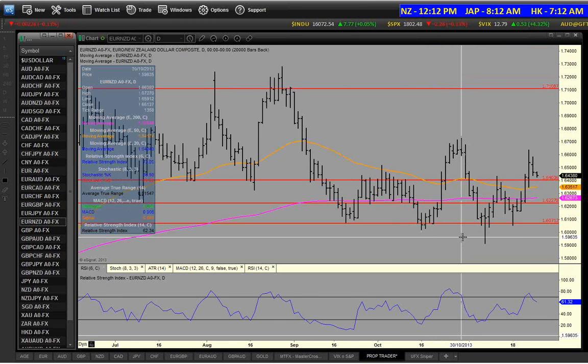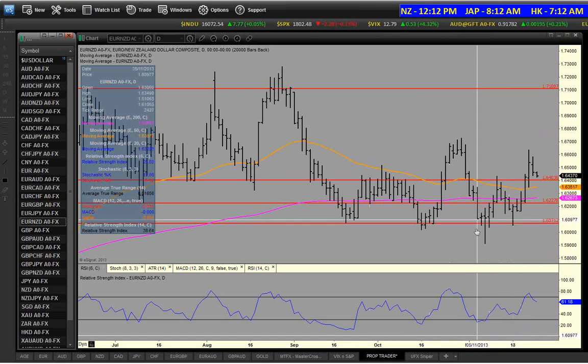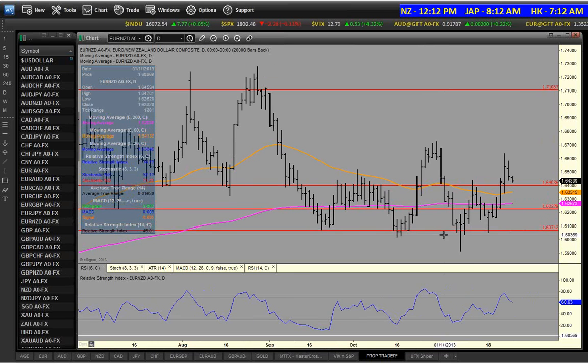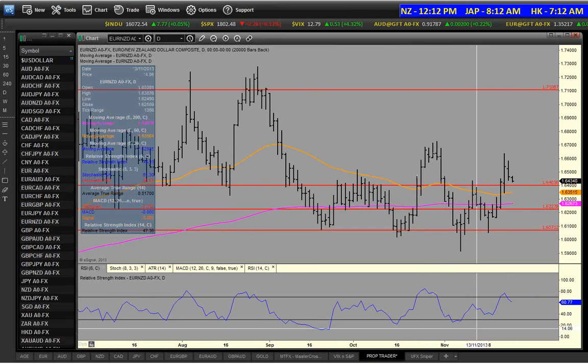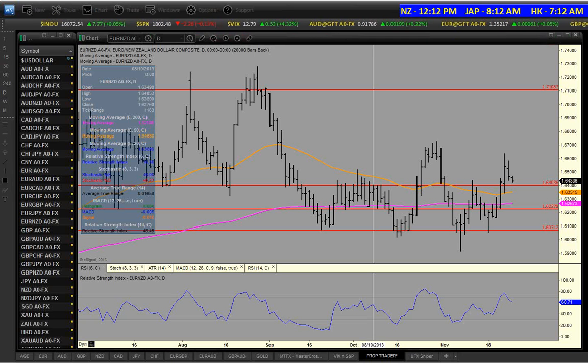Euro Kiwi. It's just messy, isn't it? We got a range bar here. Flat MAs. Just messy. That's what the Kiwi is. Yes, the euro dollar does look good on the 4 hour. That's why we have an order, ring low. Those of you who can trade 4 hour should be doing that.